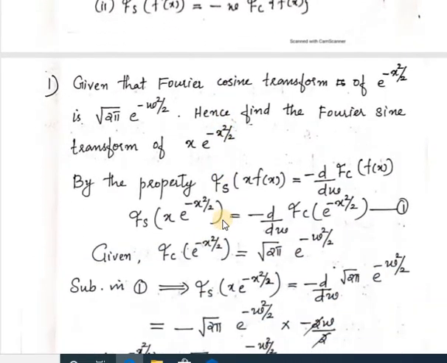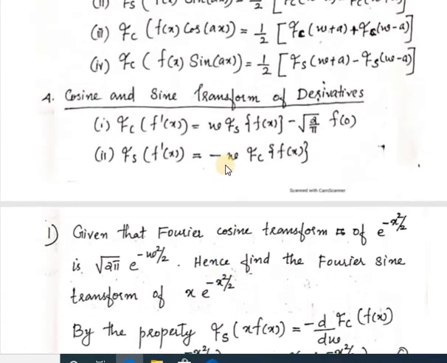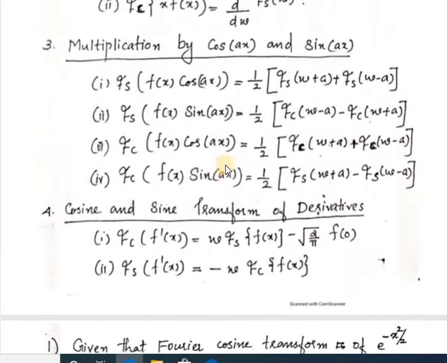Given that the Fourier cosine transform of e raised to minus x square by 2 is root 2 pi e raised to minus omega square by 2, hence find the Fourier sine transform of x into e raised to minus x square by 2. So here the Fourier cosine transform is given. We have to find the Fourier sine transform of x into e raised to minus x square by 2 by the property of Fourier sine of x into f of x.